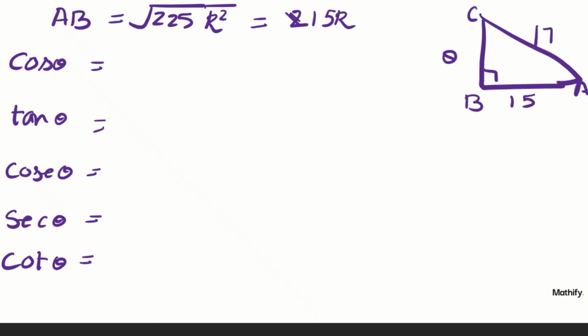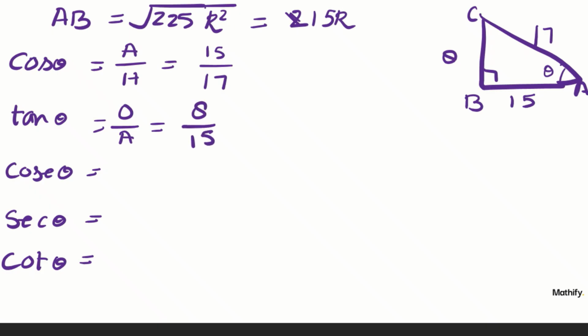So cos theta is basically adjacent upon hypotenuse. So which side is adjacent? 15. This angle is theta, right? So adjacent is 15, 15 over hypotenuse. What is the hypotenuse? 17. Now tan theta is opposite over adjacent. Opposite is 8. Adjacent is 15.